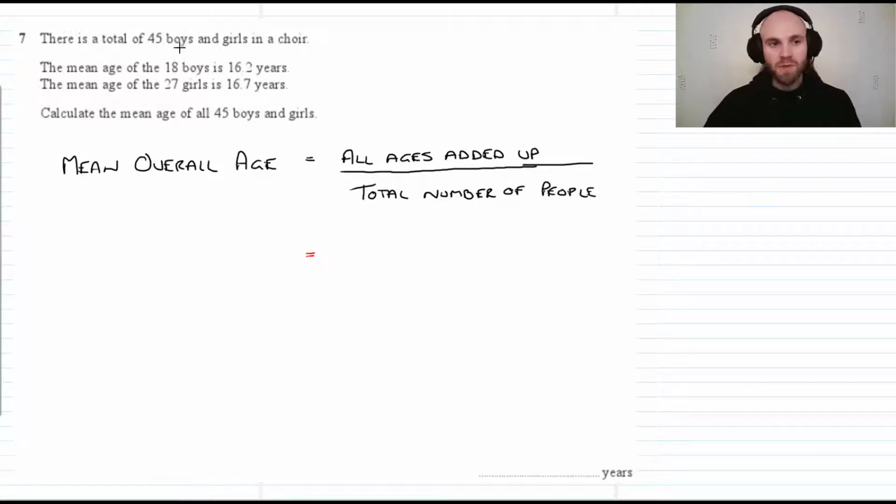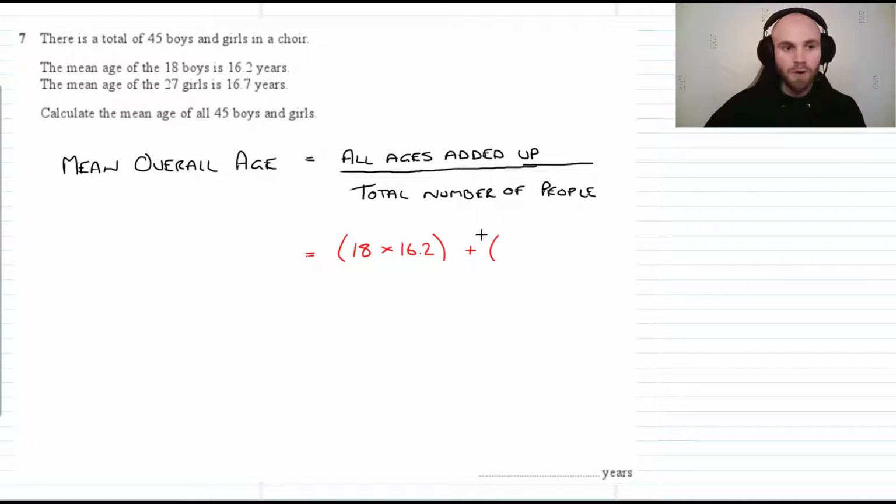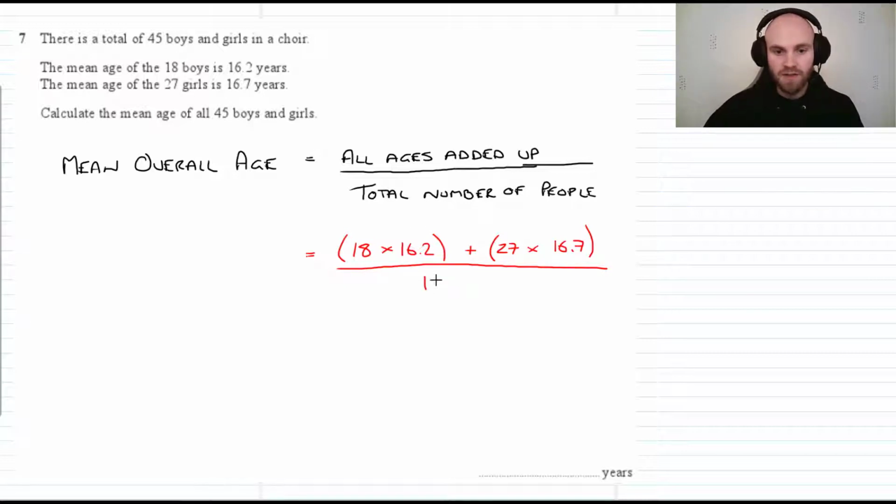But for all of the ages, we know that the mean age of the boys is 16.2, and we know that there are 18 boys. So all of the ages of the boys is going to be 18 multiplied by 16.2, put that in brackets, plus all of the ages of the girls, which is going to be 27 girls, multiplied by 16.7, the mean age of the girls. And we're going to divide this by the total number of people, which is going to be the 18 boys plus the 27 girls.